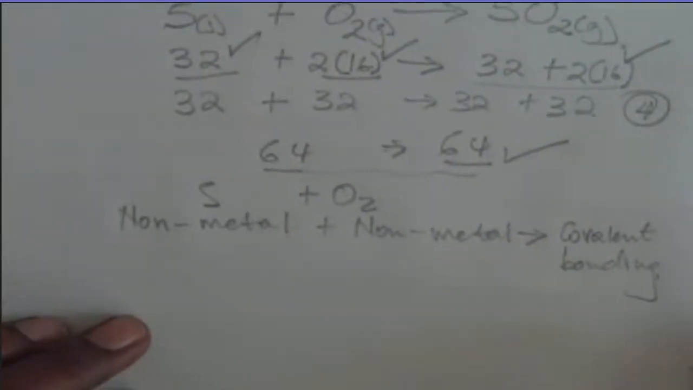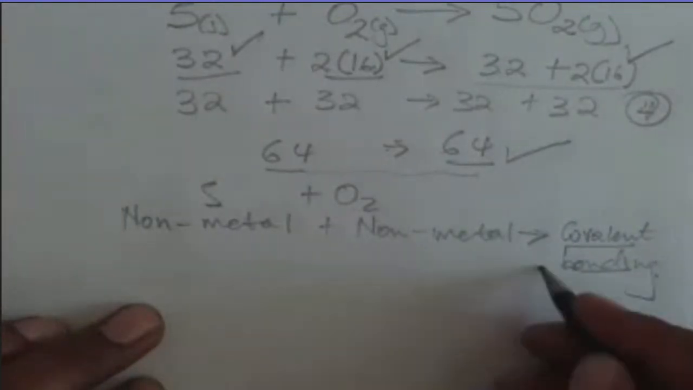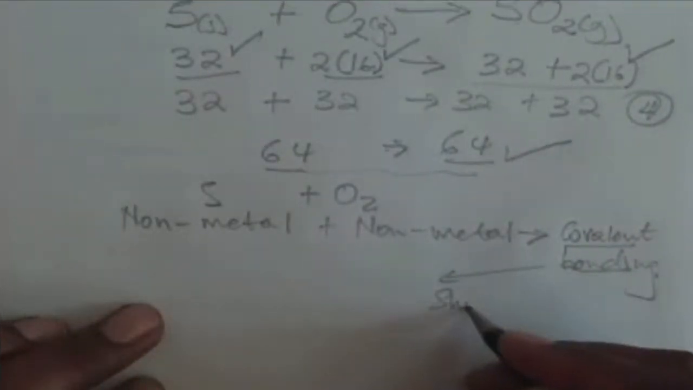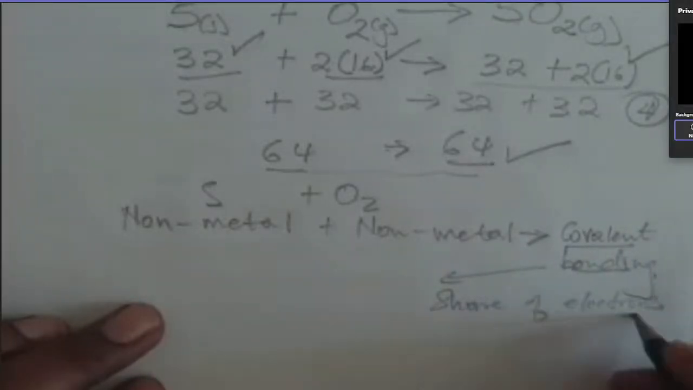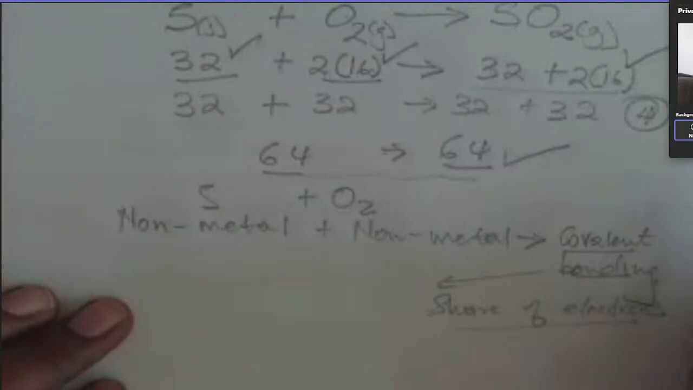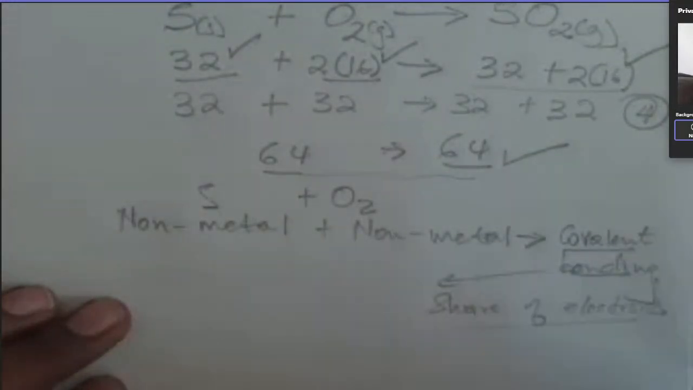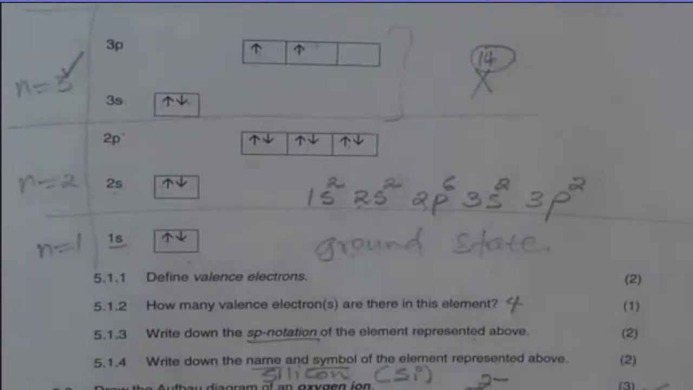If you talk about the sharing of electrons, we talk about sharing of electrons. So if you're sharing the electrons, we are referring to a covalent bonding. For question 5 and question 6, more or less 20 marks, we are done with that one.